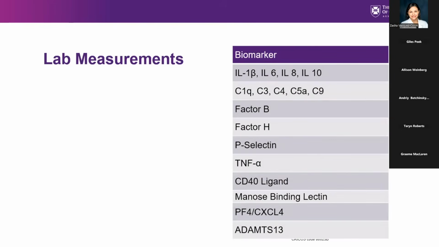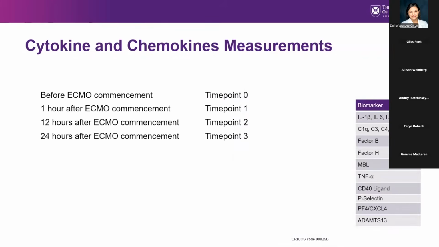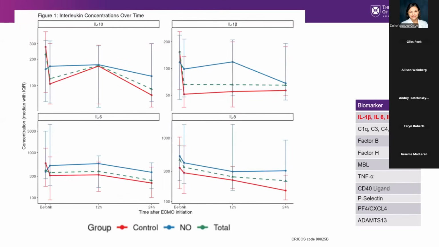Then we did some lab measurements. You can see here these biomarkers that I won't rattle off, but they are roughly inflammatory markers, platelet activation with platelet factor 4, ADAMTS13, some endothelial activation with P-selectin, and so on. We measured them before going on ECMO, 1 hour after going on, 12 hours after, and 24 hours after. We were limited by the amount of money we had. We would have loved to measure them a bit longer, but that wasn't possible.